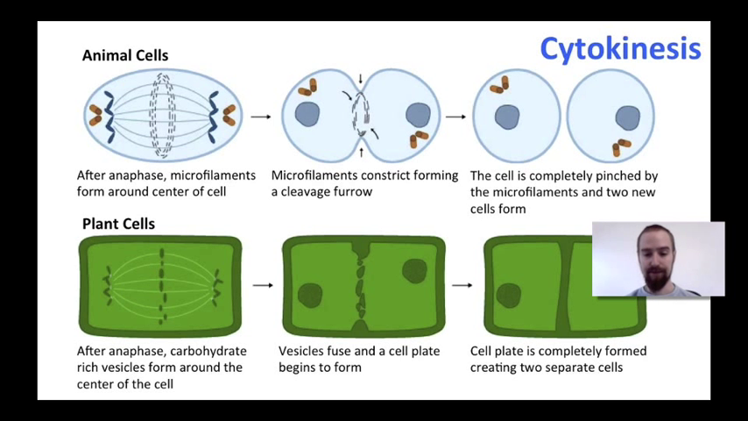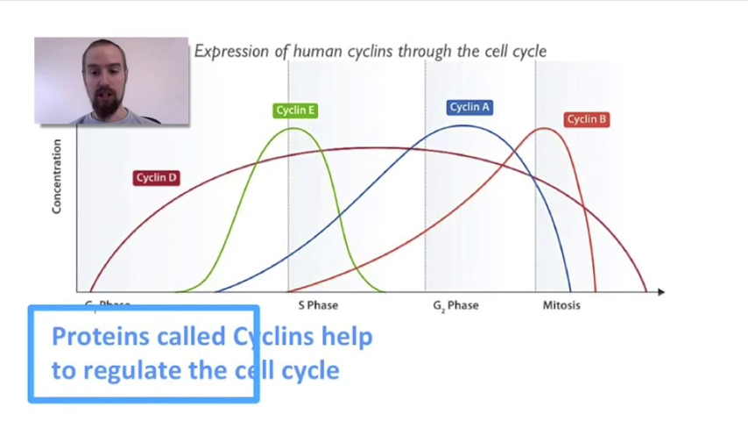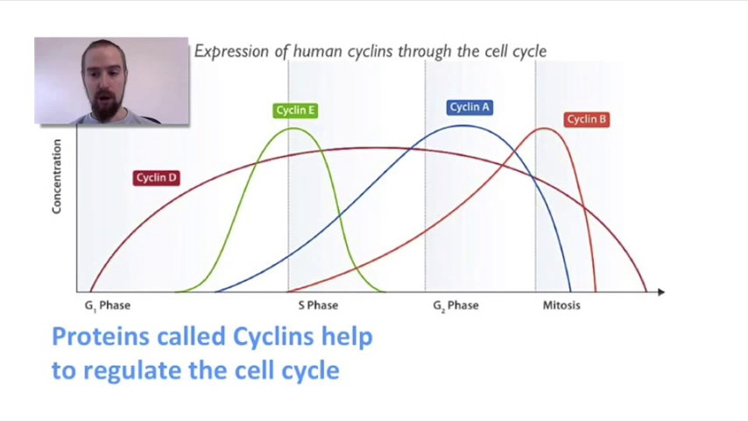The timing and events of the cell cycle are regulated by a group of proteins called cyclins. In this graph, you can see how the concentration of these cyclins changes throughout the cell cycle. Since cyclins are proteins, that means the instructions for building them are encoded in our genes. And when these genes are expressed, cyclin proteins are built, and the concentration of these cyclins rises in the cell. When these genes stop being expressed, protein synthesis stops, and the concentration of cyclins begins to drop.